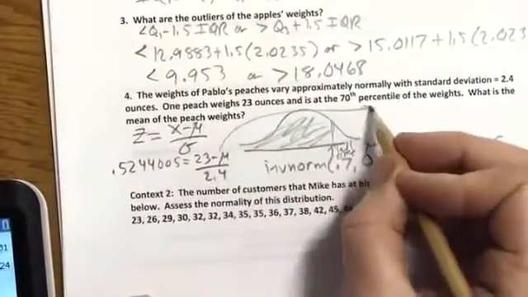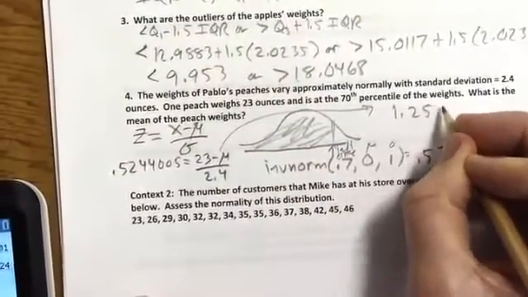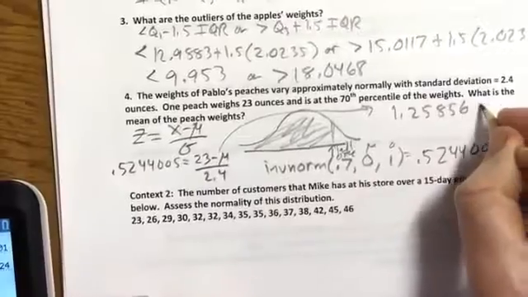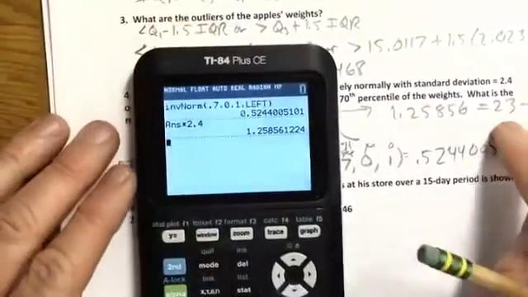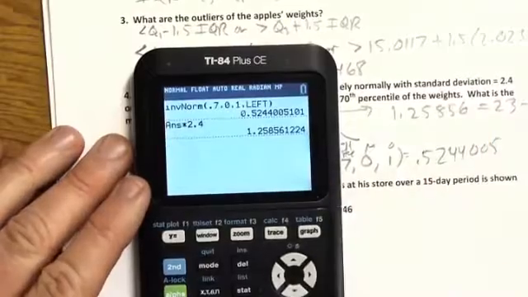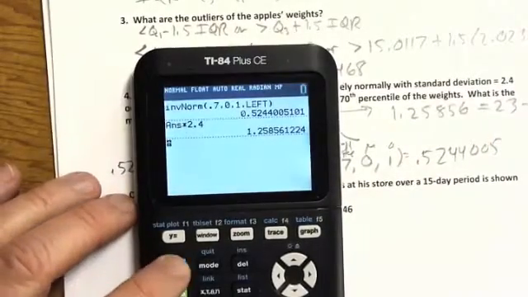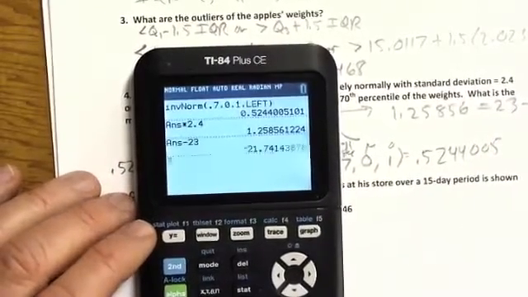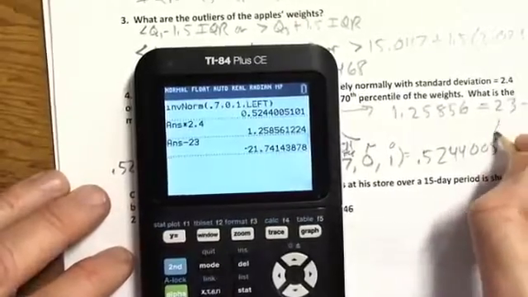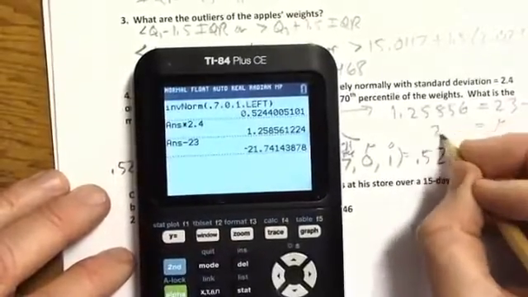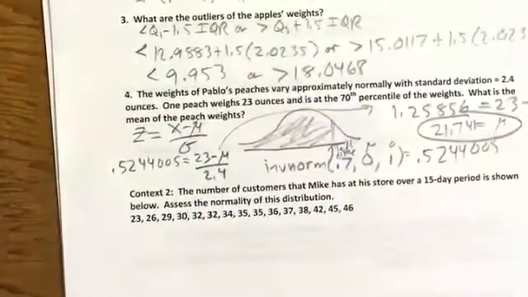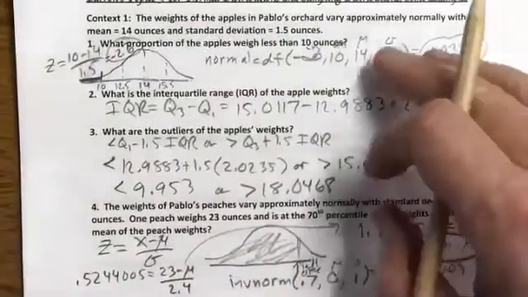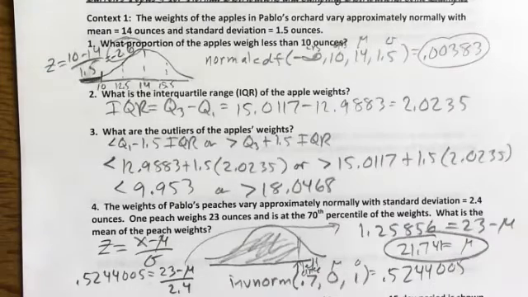So now I would have 1.25856 is equal to 23 minus mu. So I'll subtract 23 from both sides. I'll just say that number minus 23, and that gives me negative mu is that. So therefore mu is equal to 21.741. That's how you do that, using the formula for z-score. So there it is. There's a run through of some of the main problems you see with a normal curve.